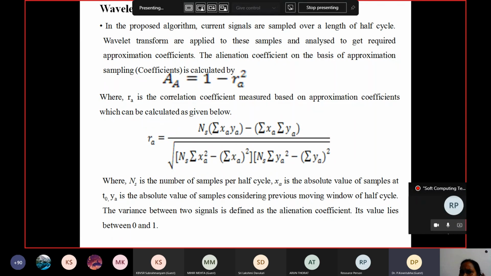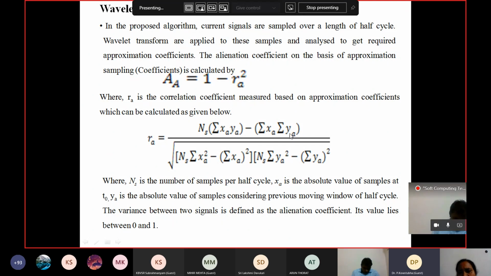In the proposed algorithm, current signals are sampled over a length of half cycle. Wavelet transform is applied to these samples and analyzed to get the required approximation coefficients. Alienation coefficient on the basis of approximation coefficients is calculated as alienation coefficient equals 1 minus correlation coefficient. RA is the correlation coefficient measured based on approximation coefficients, which can be calculated using this equation. RA is equal to NS sigma of XA YA minus sigma XA sigma YA, divided by the square root of NS sigma XA squared minus sigma XA whole squared, multiplied by NS sigma YA squared minus sigma YA whole squared.